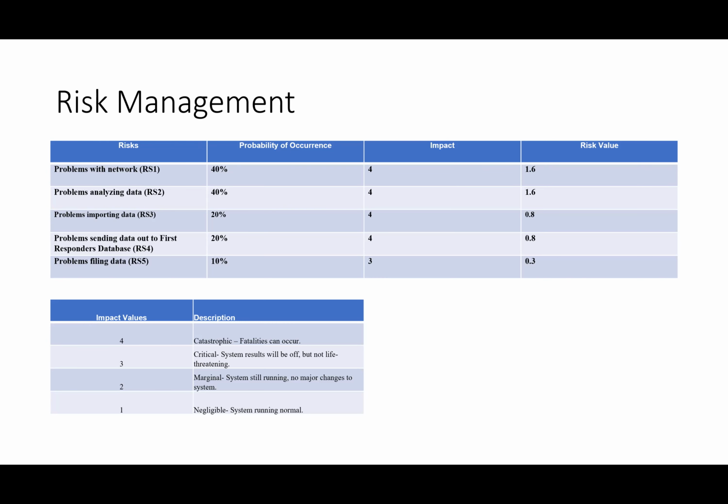Other impact level is 3, critical. The system results will be off, but not life-threatening. Then 2, marginal. System still running, no major changes to the system. And 1, negligible. System running normal. So problems with the network would be an impact level of 4, which goes into a risk value of 1.6.